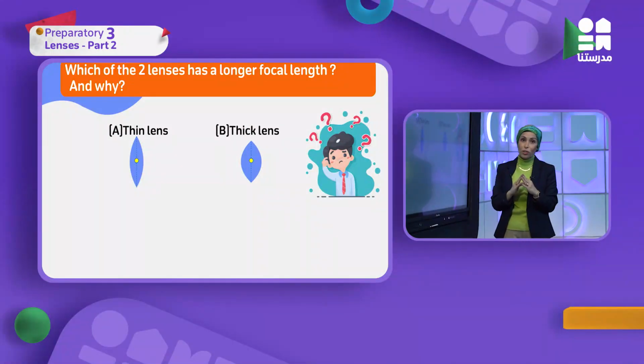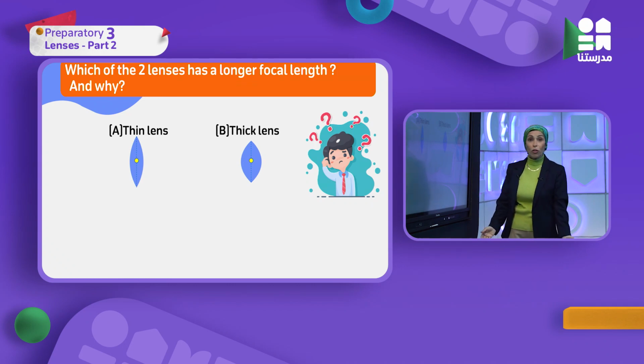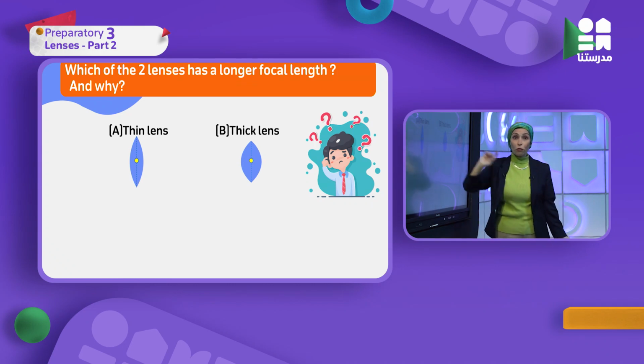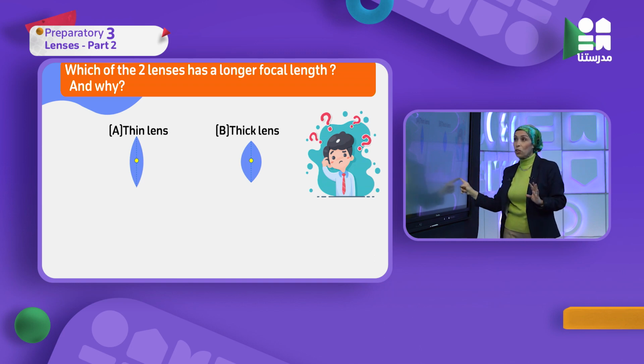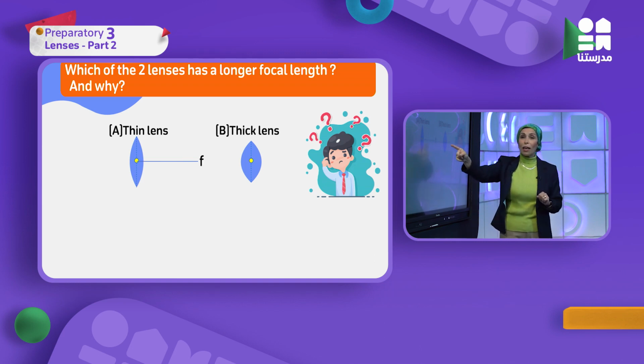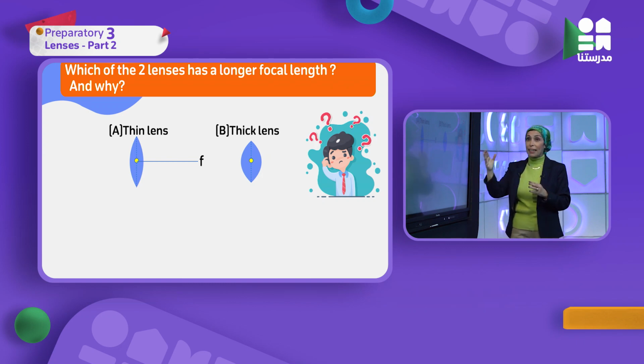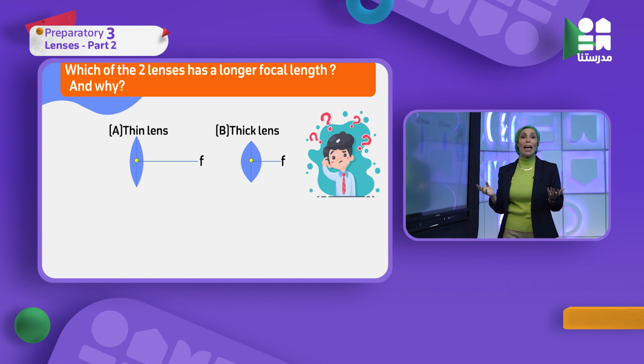I'm going to ask you a question. Which one, in your consideration, has a long focal length? I said before, what's the meaning of focal length? It's the distance between the center of vision, or the optical center, and the focus. Think. Let's see which one. This is the focal length of the thin lens. Let's see the focal length of the thick lens. Okay, so which one has the long focal length? Of course, the thin one, while the thick one has a short focal length.